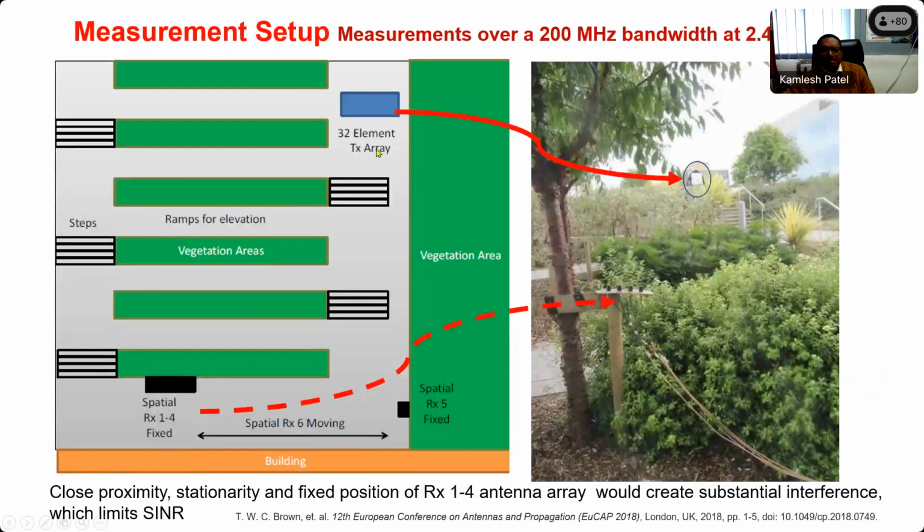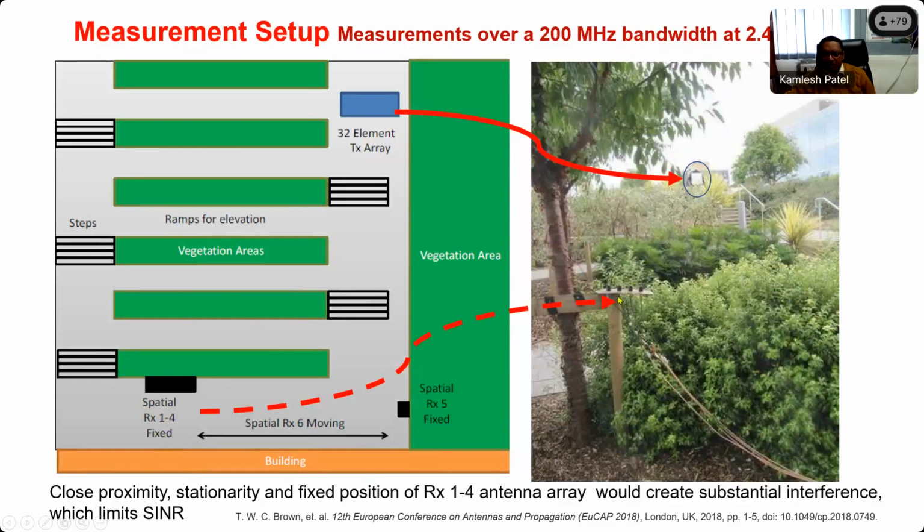So this antenna is implemented in a measurement setup, which consists of a building. The distance from the building is shown here. Here is the placement of the 32 element transmitter antenna, and on this side is the placement of the special receiver 1 to 4 antenna.